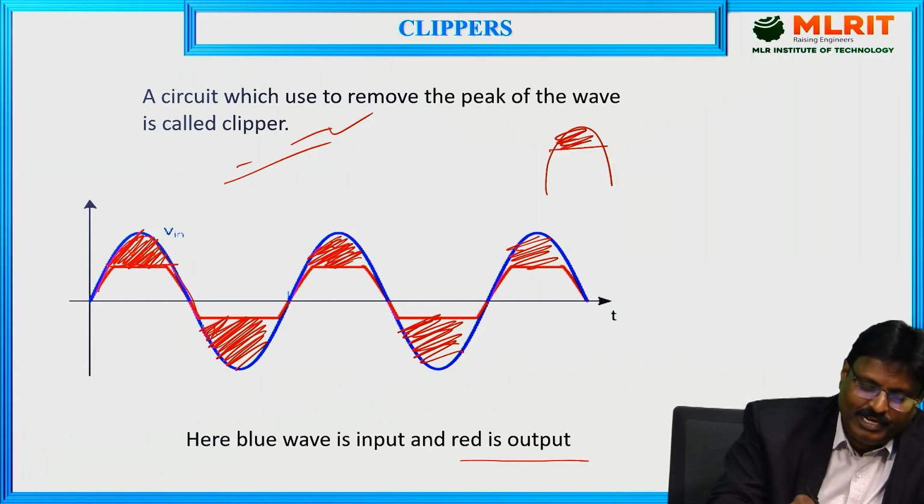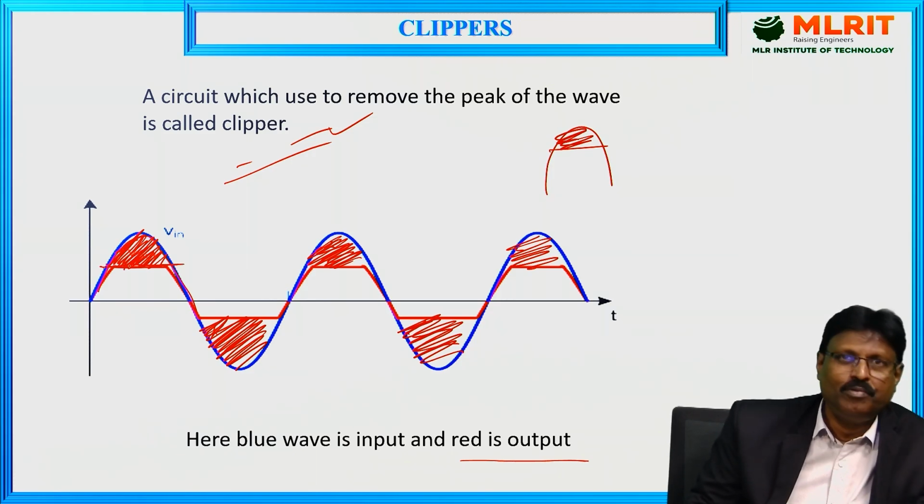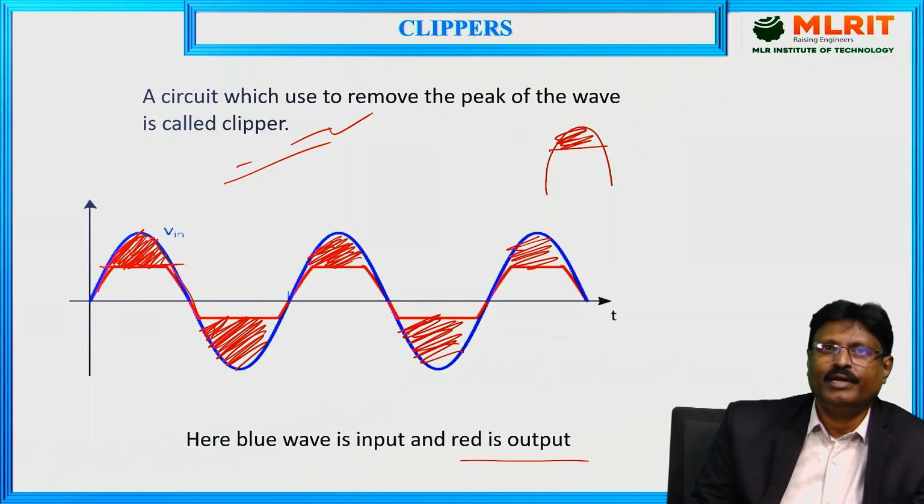So this is the signal I got. I need to remove this portion. I need to remove that portion. I need to clip that portion by making use of an available electronic circuit, that is called a clipper. And the main component that is used in the clipper circuit is, once again, a diode.